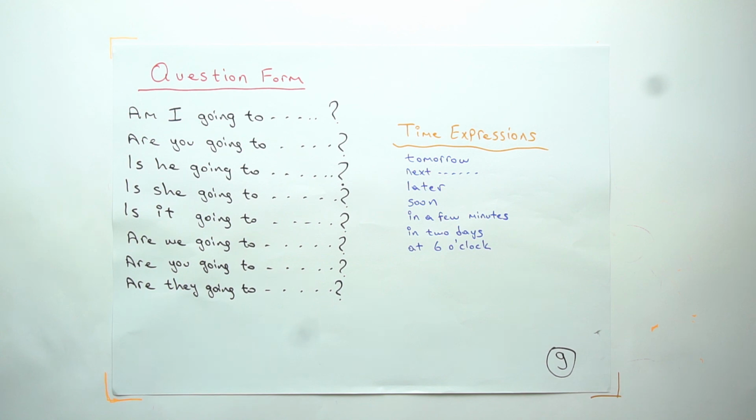And lastly, I will also mention the time expressions. You know, the time is future. Because of that reason, we just have to use some of the expressions that we also use for future forms. It starts with tomorrow, next. You can also join next with everything. Next summer, next January, next Saturday. These are the examples. You can also use later. You can use soon, or in a few minutes, or in 2 days, or at 6 o'clock. These are the time expressions we can use with the future with be going to form.